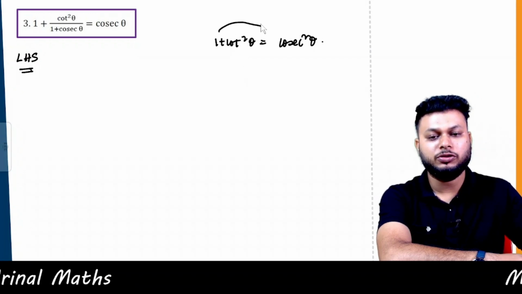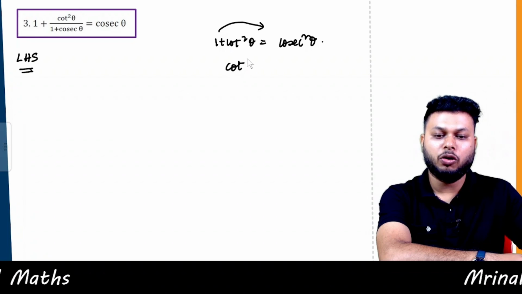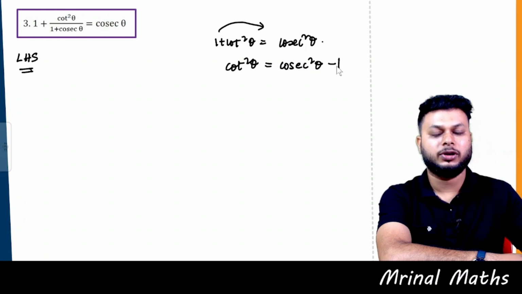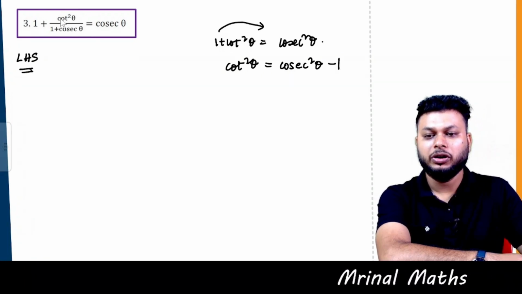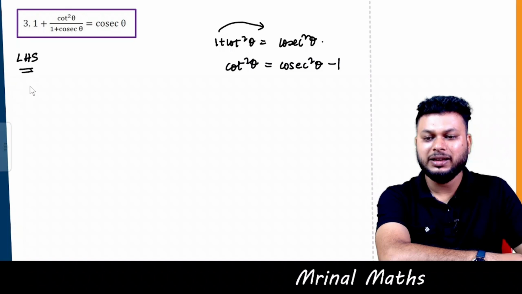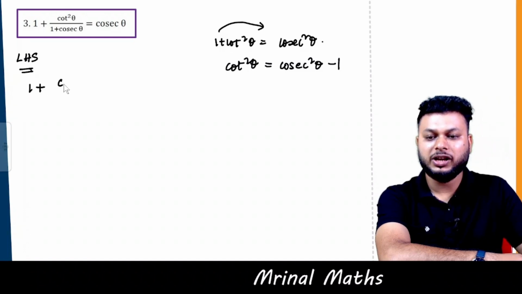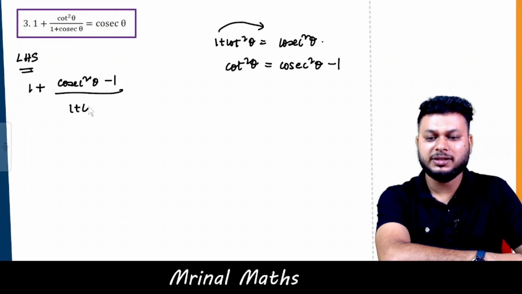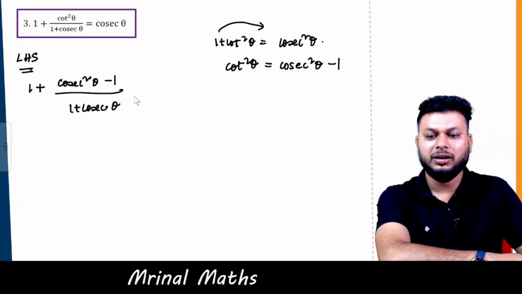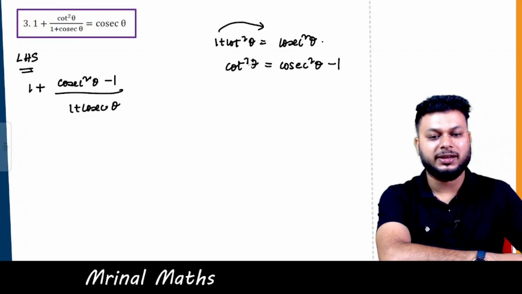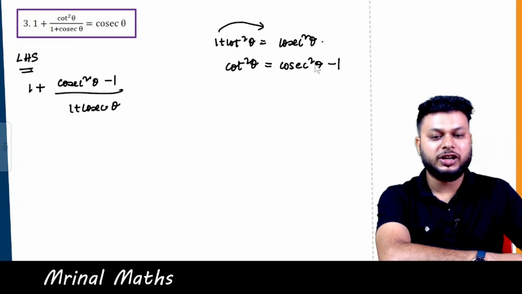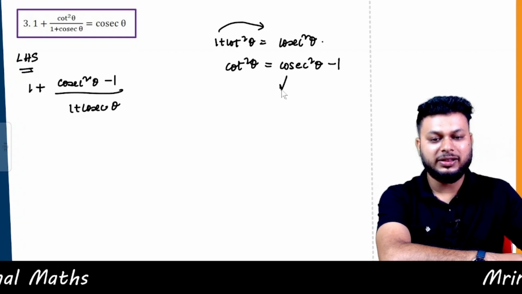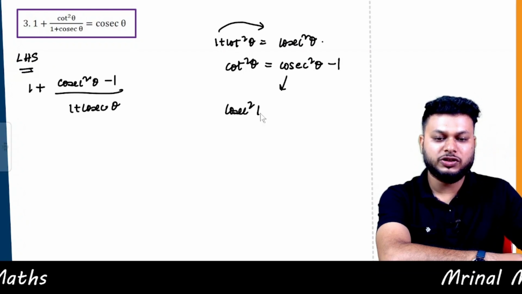Now transferring 1 to the other side, we can write cot square theta is equal to cosec square theta minus 1. Now looking at cot square theta, this can easily be replaced with cosec square theta minus 1 by 1 plus cosec theta. Now this becomes very interesting. Here you have cosec square theta and here you have minus 1.